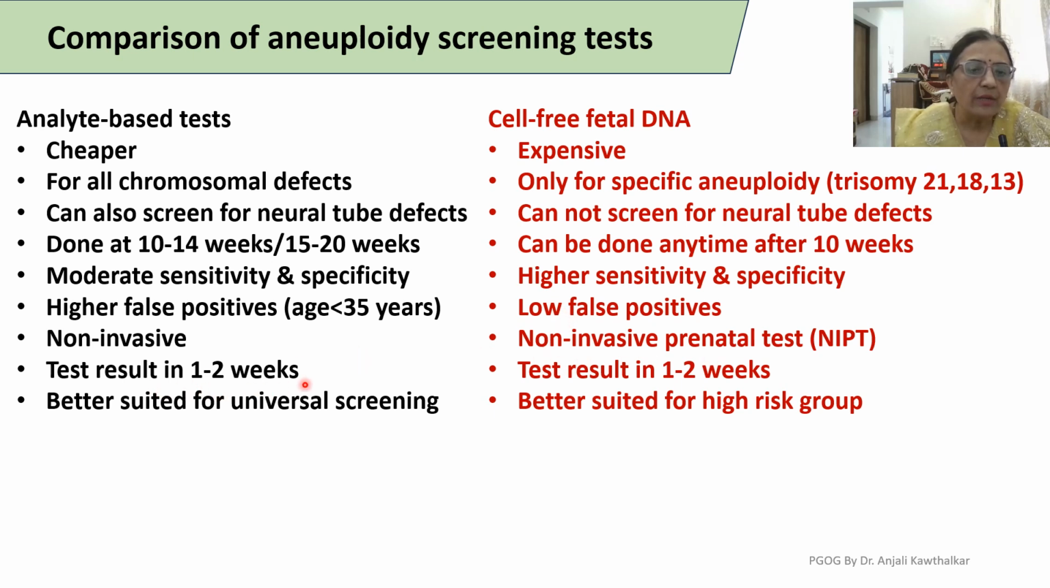Test results you get in 1 to 2 weeks with both of the types of screening tests. But analyte based tests are better suited for universal screening because they are more easily available, cheaper, and for all the chromosomal abnormalities, screening can be done with the help of these analyte based tests. Whereas to rule out specific abnormalities, better will be cell-free fetal DNA. So this is better suited for high risk group.